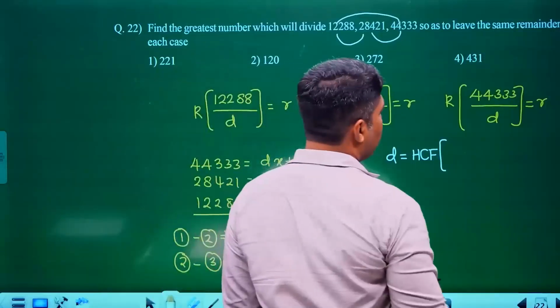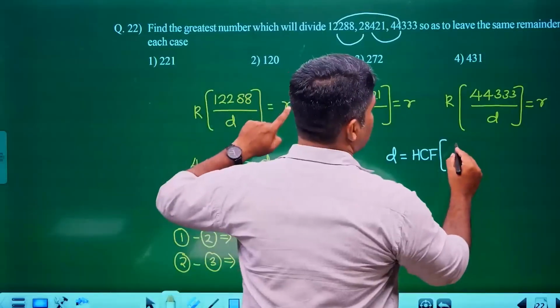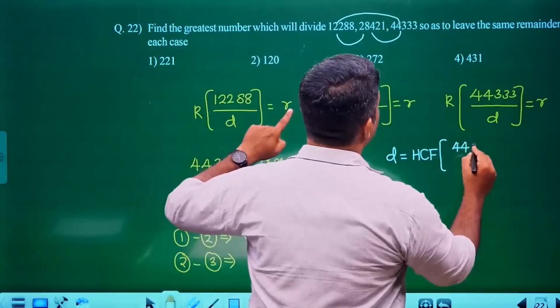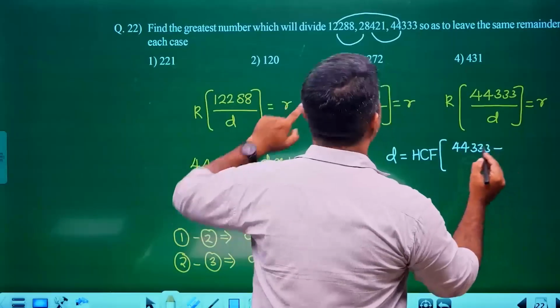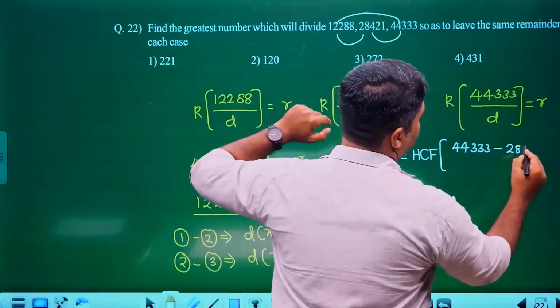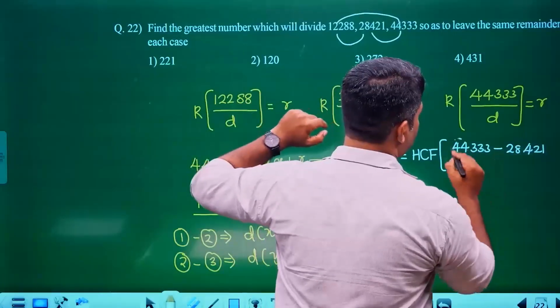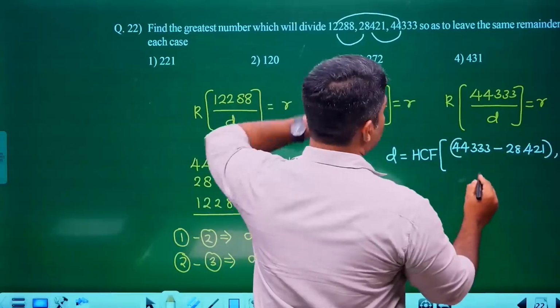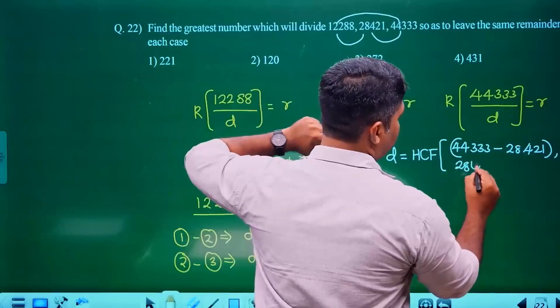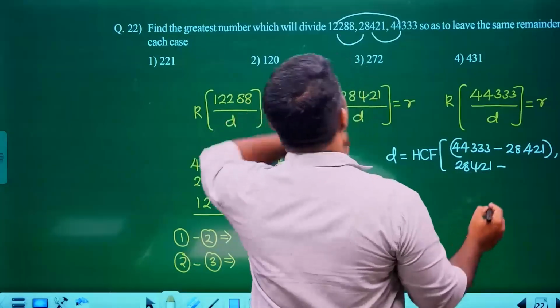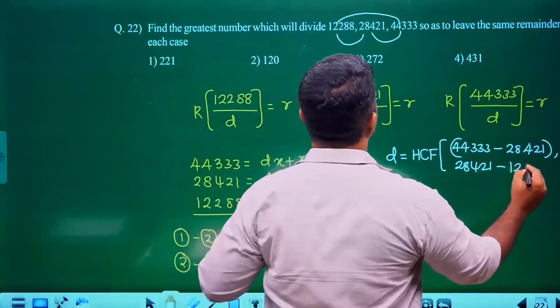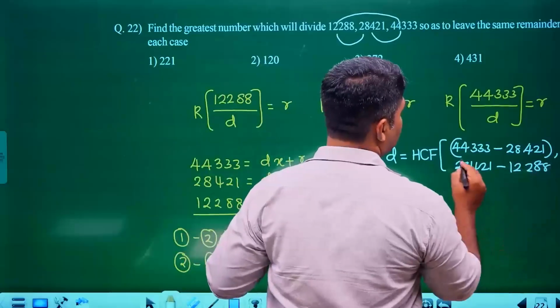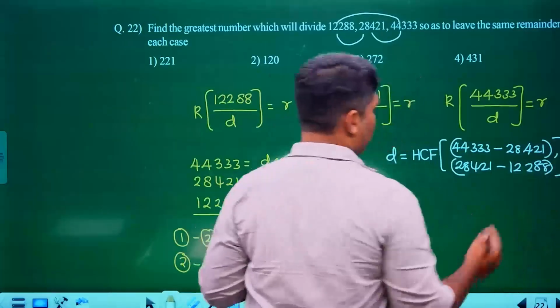Or we can conclude it like this. This is the largest among them, 44,333 minus 28,421. And this 28,421 minus this first value, that is 12,288. So this is the trick behind this question.